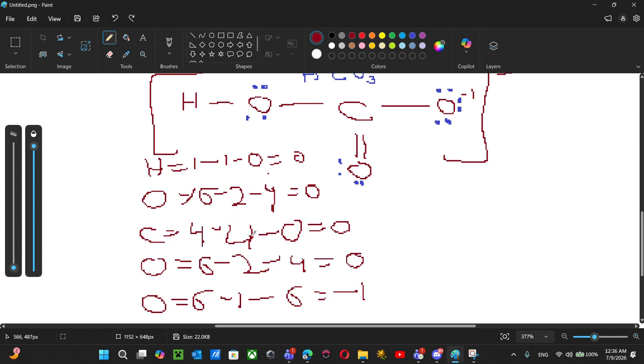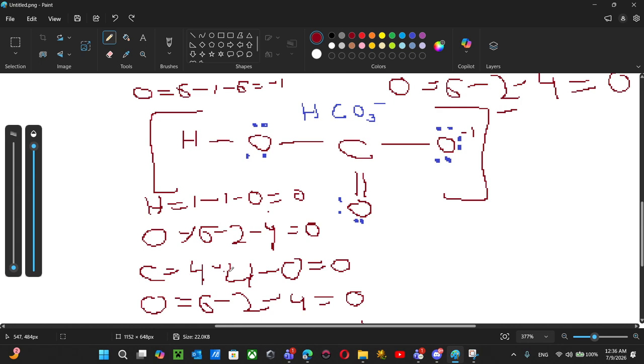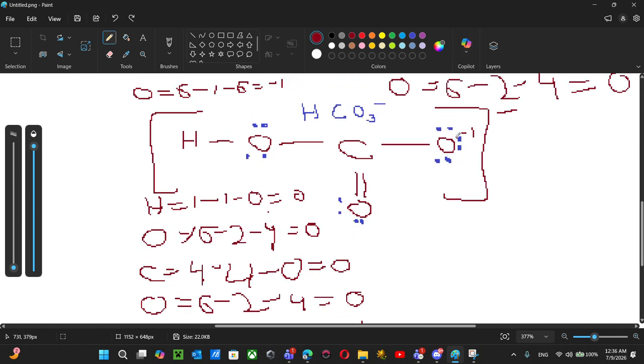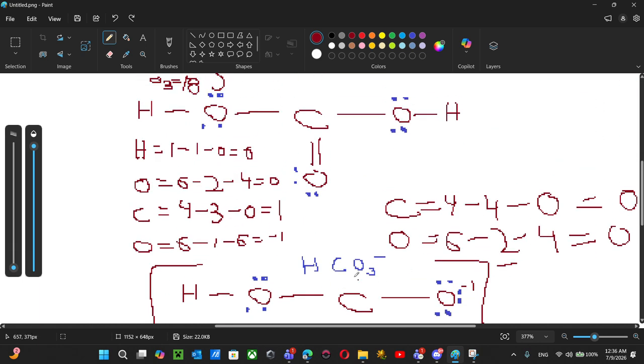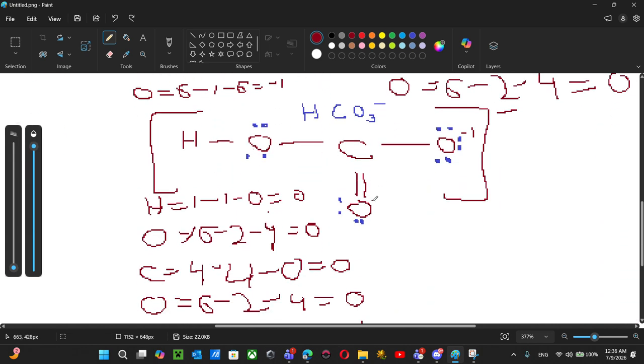4 valence electrons minus 4 bonds minus 0 lone electrons is 0. 6 valence electrons minus 2 bonds minus 4 lone electrons is 0. And the new one, 6 valence electrons minus 1 bond minus 6 lone electrons, that's negative 1. The negative 1 here goes along with the charge over here. Put it between parentheses with a negative sign and you have it, the best possible Lewis structure for the acid and the base.